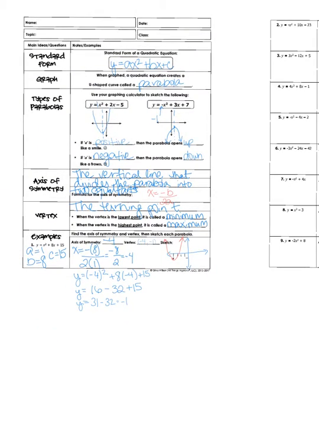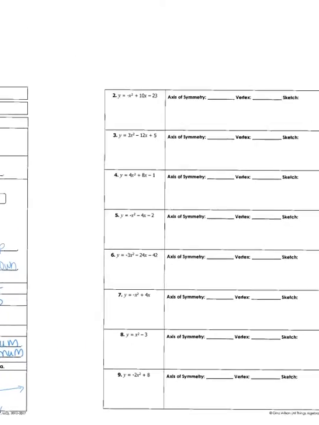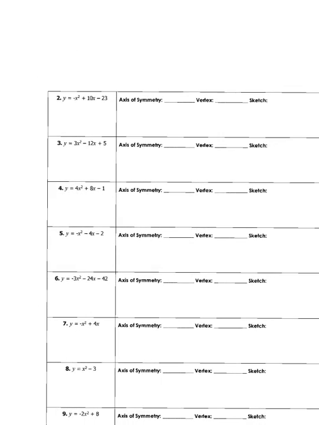So I'm going to go ahead and do another one. All right, so again, number 2. I've got y equals negative x squared plus 10x minus 23. So I want to find my axis of symmetry, my vertex, and then my sketch.